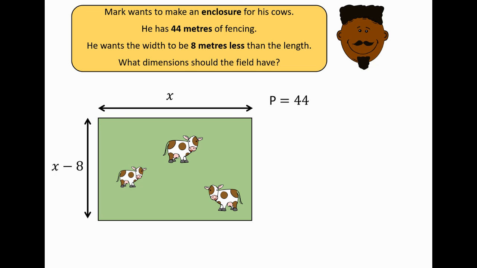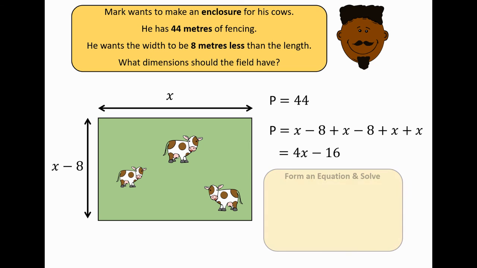Again, it's giving me the perimeter to be 44 meters. So I can form and solve an equation. But before we do that, I can work out the perimeter as an expression. So it would be x minus 8 plus x minus 8, because remember, opposite sides are the same, plus x plus x, because again, opposite sides are the same. Add them together, it would be 4x minus 16. That is an expression for the perimeter.